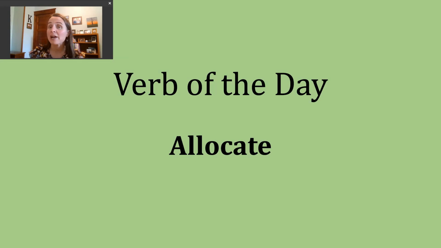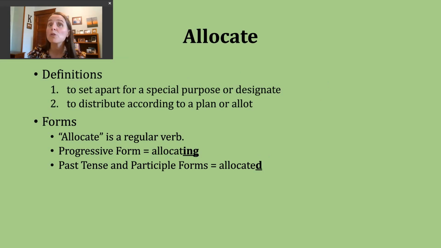Now let's take a moment and review some of the definitions or the ways that we use this verb. The first way you might hear allocate used can mean to set something apart for a special purpose. Another related verb to this definition might be to designate, right? So we're saying this is for that, okay? A second way you'll hear allocate used can mean to distribute according to a plan. And another verb that connects this definition is allot.